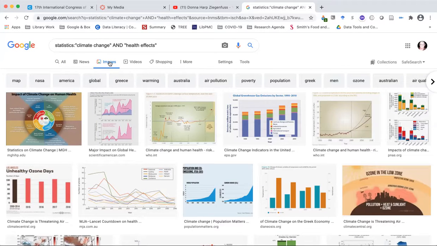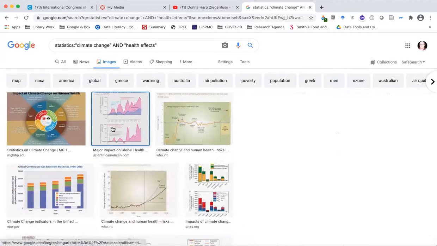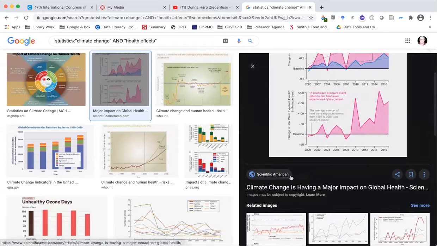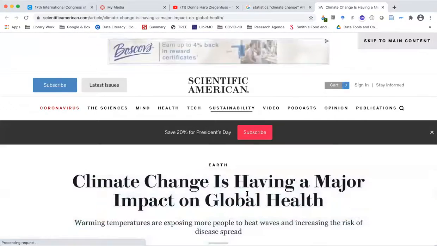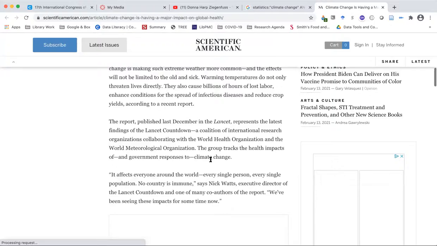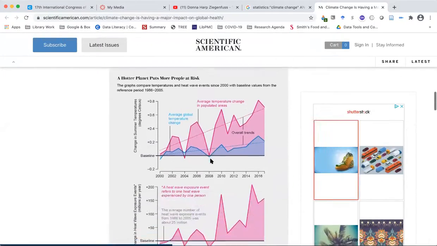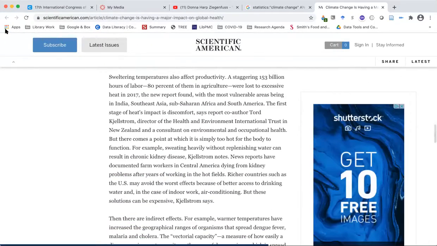But I must warn you here as well, these are all out on the World Wide Web, and you have to really evaluate them. So you want to look for the authors. This one is from Scientific American. So this would be a good, reputable resource. Here's the chart, and here's the website. So this chart is published on this website, which is a good, reputable source, Scientific American. Okay, so not only can you find the statistics, the chart, the diagram, you can also find a good, reputable article.